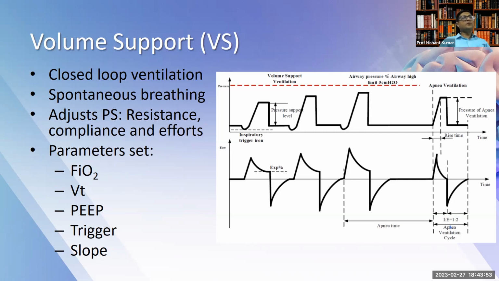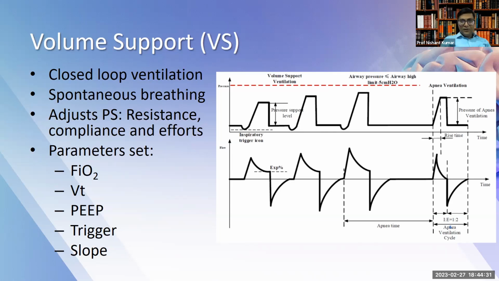It adjusts the pressure support on its own to achieve a particular set tidal volume. That means that if the patient is generating a high tidal volume, it will automatically reduce the assistance. And if the patient is generating a low tidal volume, it will automatically increase the support by the ventilator so as to give the best comfort to the patient. Now, what we set is the FiO2, the target tidal volume, PEEP, trigger, and slope. And obviously the alarms for that particular patient.